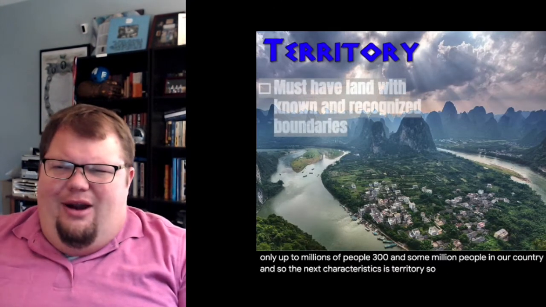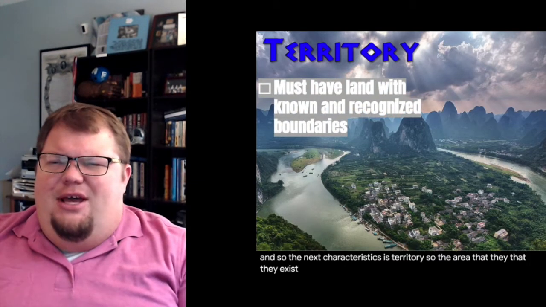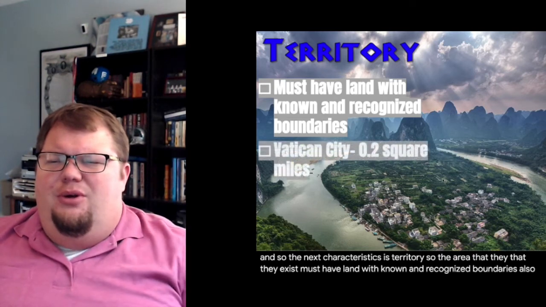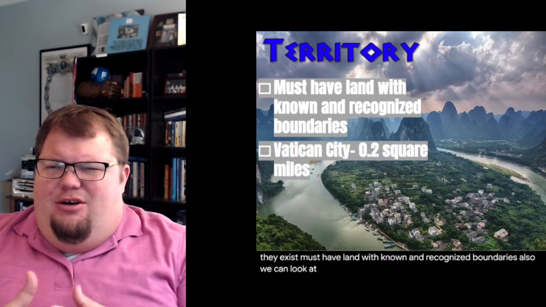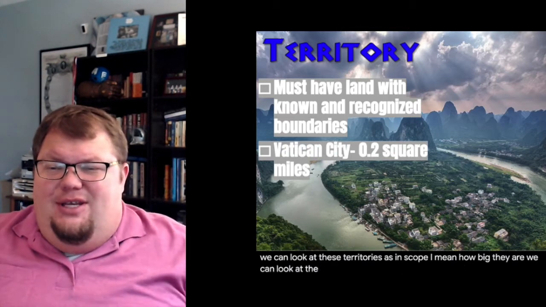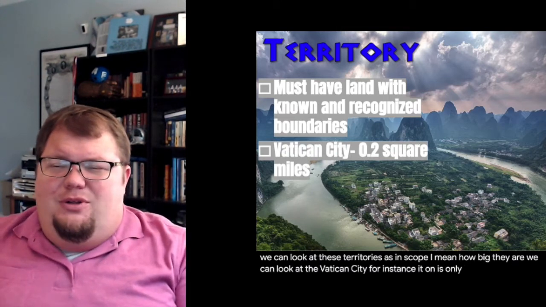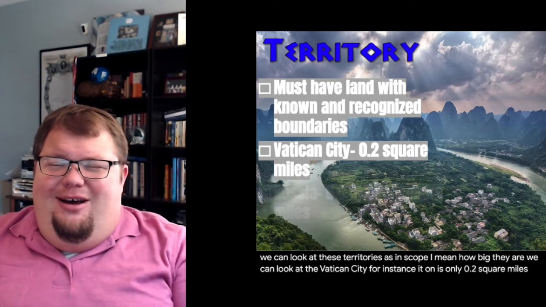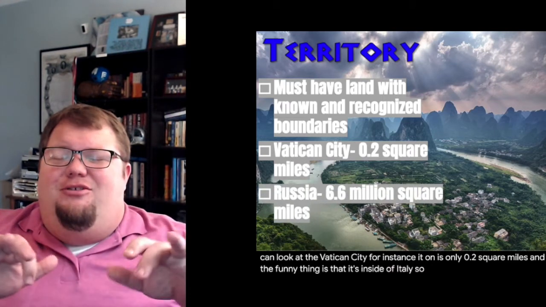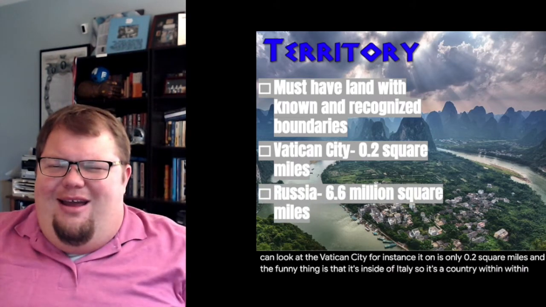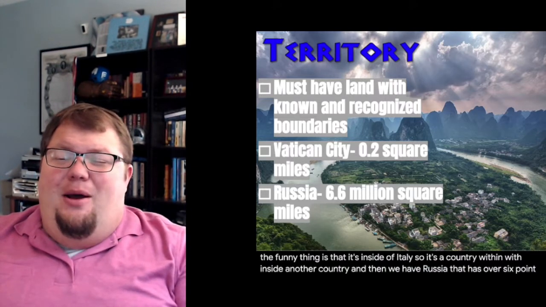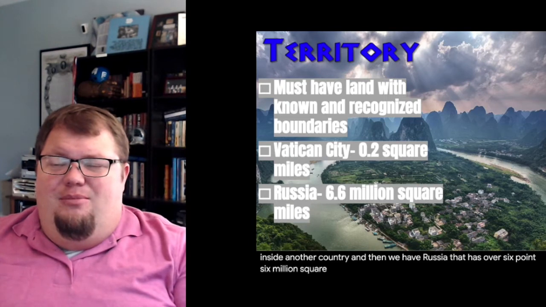So the area that they exist in must have land with known and recognized boundaries. Also, we can look at these territories in scope. I mean, how big they are. We can look at the Vatican City, for instance. It's only 0.2 square miles. And the funny thing is that it's inside of Italy. So it's a country inside another country. And then we have Russia that has over 6.6 million square miles.